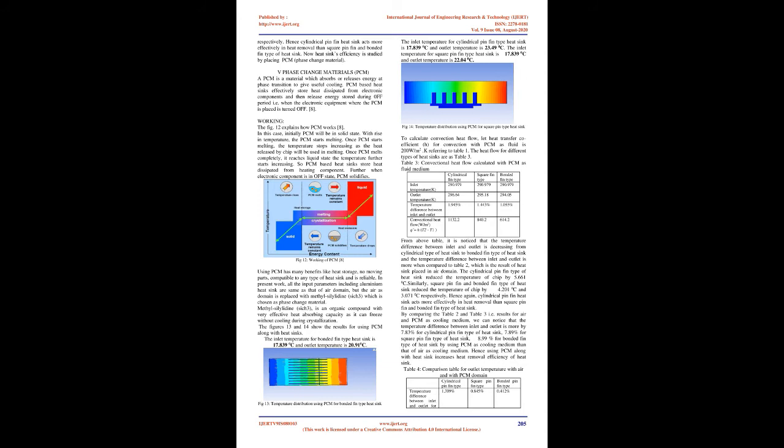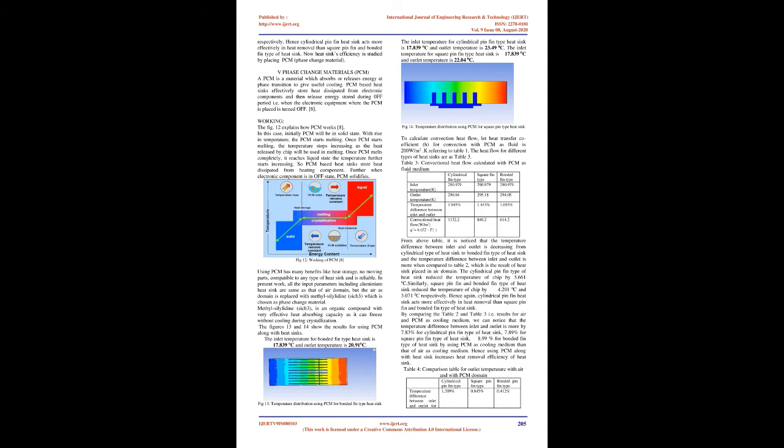Now the heatsink's efficiency is studied by placing PCM, phase change material. A PCM is a material which absorbs or releases energy at phase transition to give useful cooling. PCM-based heatsinks effectively store heat dissipated from electronic components and then release the energy stored during the OFF period, i.e. when the electronic equipment where the PCM is placed is turned off.